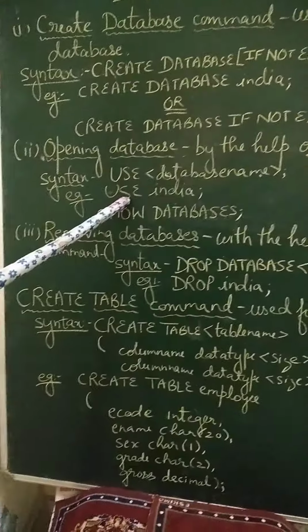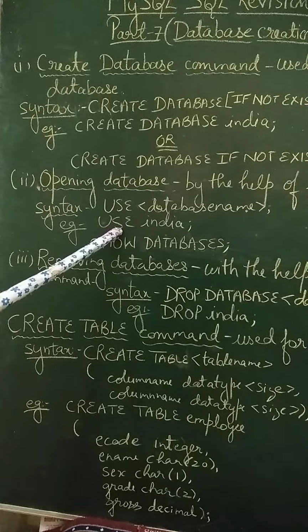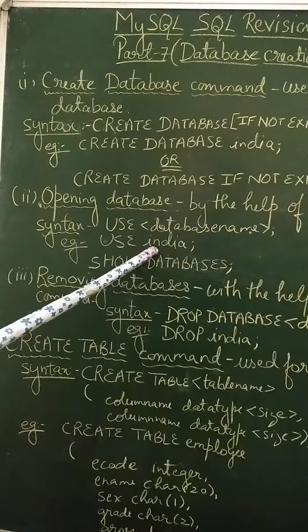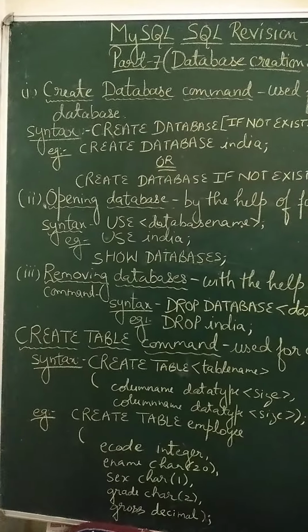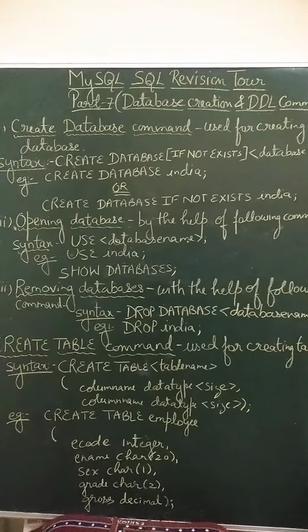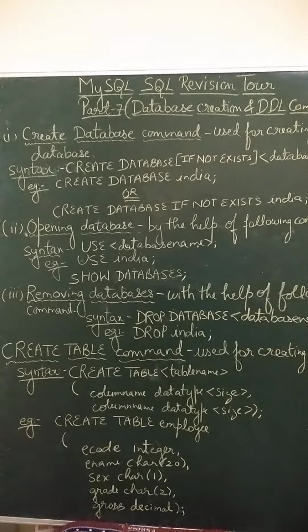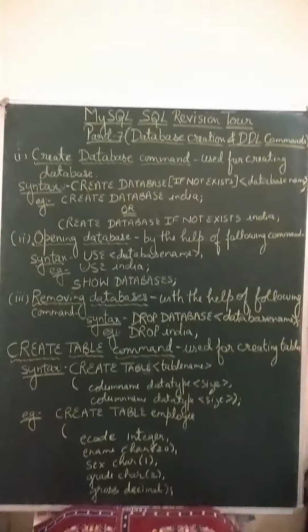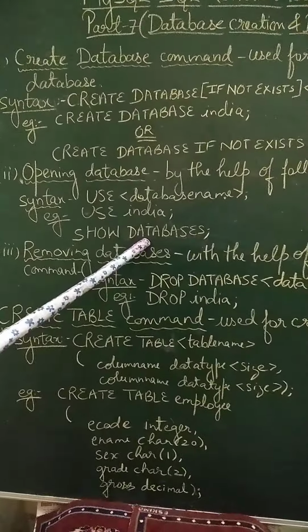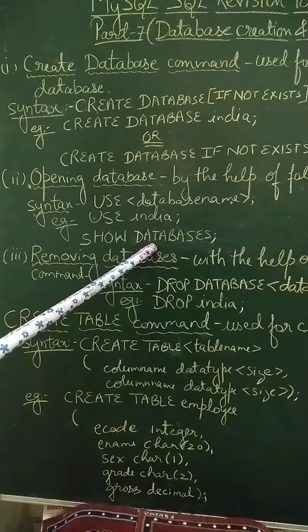Like we make a database India. So for opening that database, we make use of the use command. Like this, use database name, that is India. The only thing you need to ensure before opening a database is that it must already exist, that is, it must be already created. To check the names of existing databases, you may write the following command, that is show databases. The show databases command is used to show the list of the existing databases.